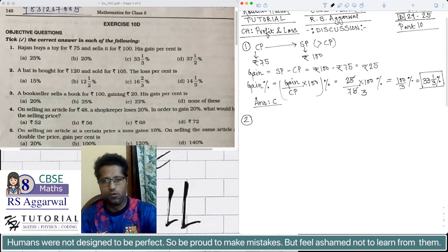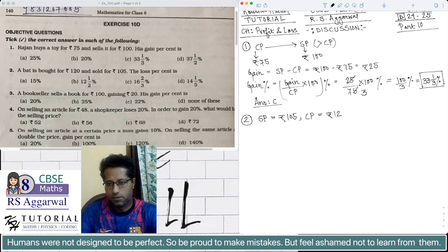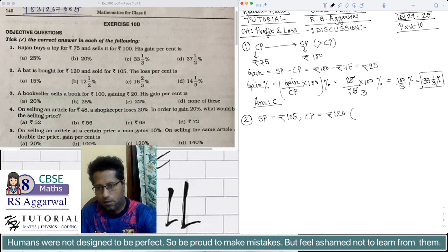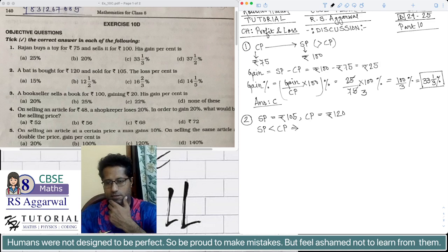A bat is bought for rupees 120 and sold for rupees 105. The loss percent is, okay. So selling price is given to be rupees 105 and the cost price is rupees 120, and we can see that the SP 105 is less than the cost price. Whenever the selling price is less than the cost price, obviously there is a loss.